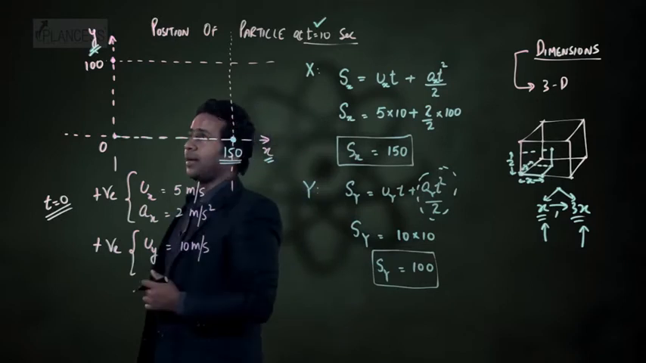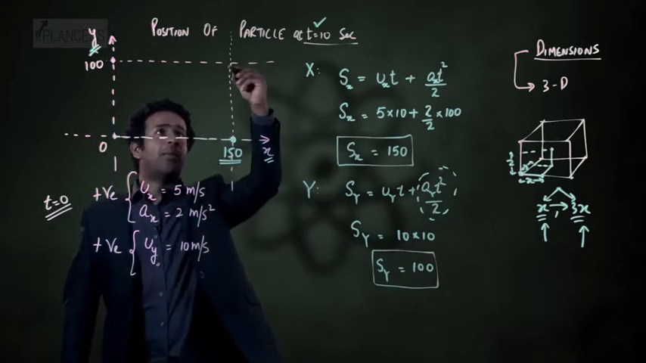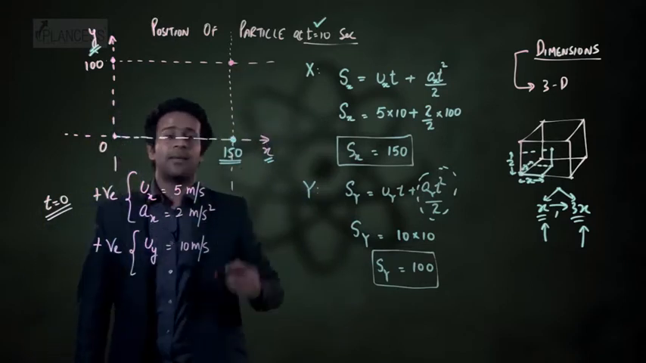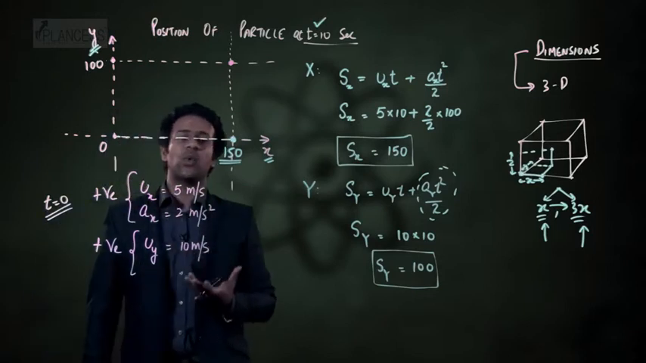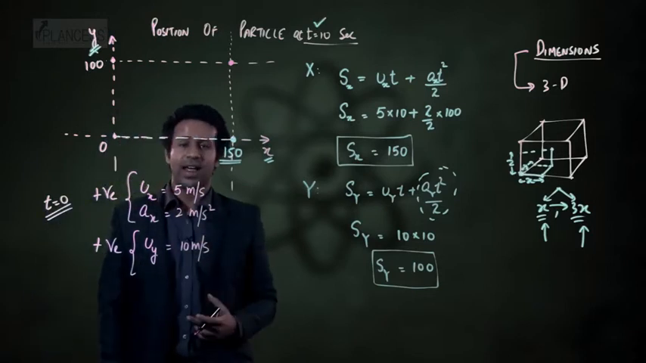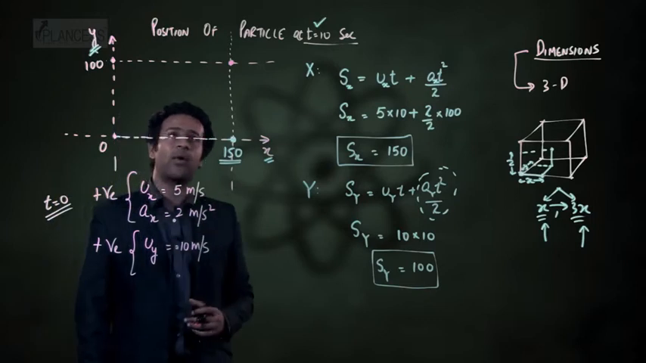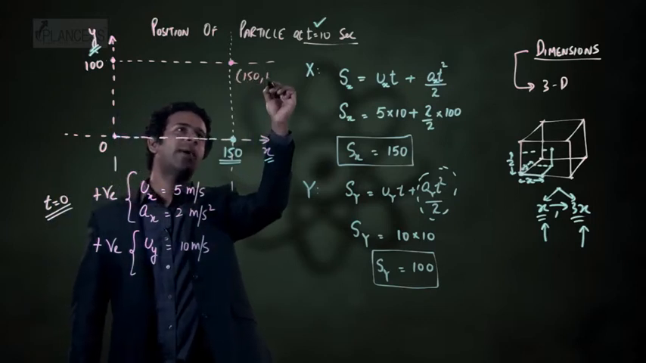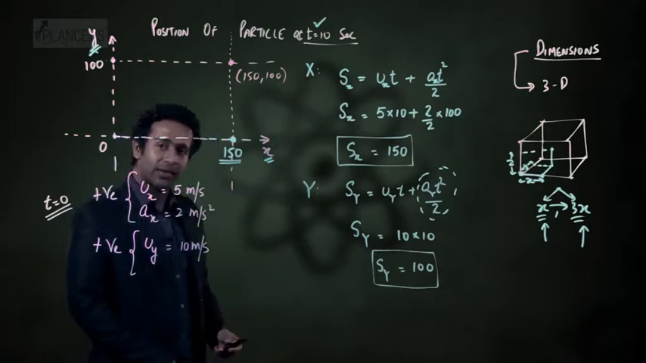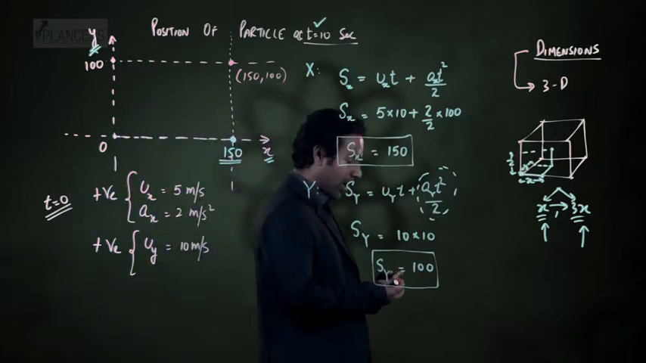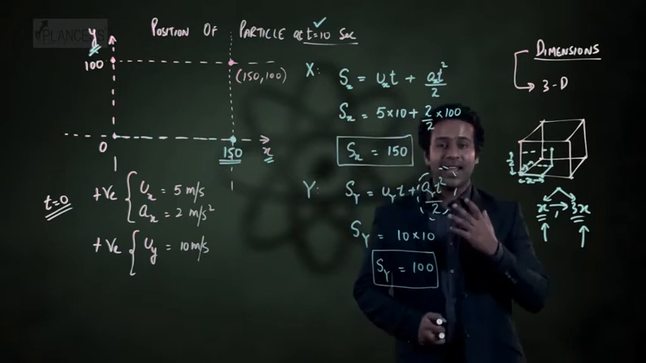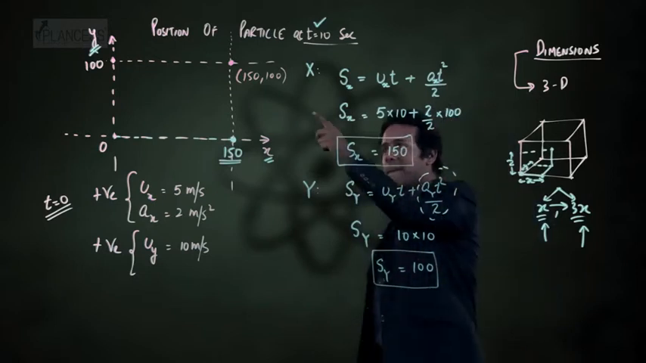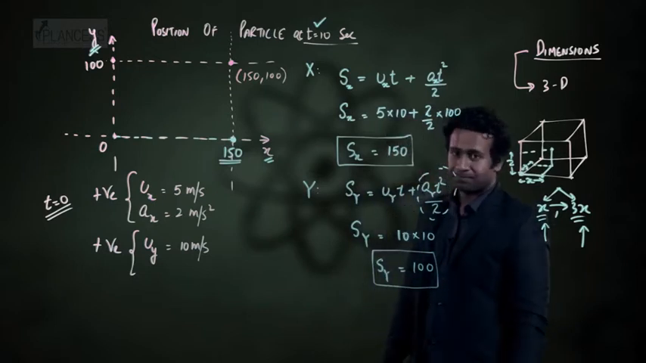Right. So the point of intersection of these two lines must be such that x is 150 and y is 100, and hence that is the desired point. So this point which has coordinates 150, 100 is the point that we are trying to locate, and we can say that after 10 seconds the particle must have reached this point.